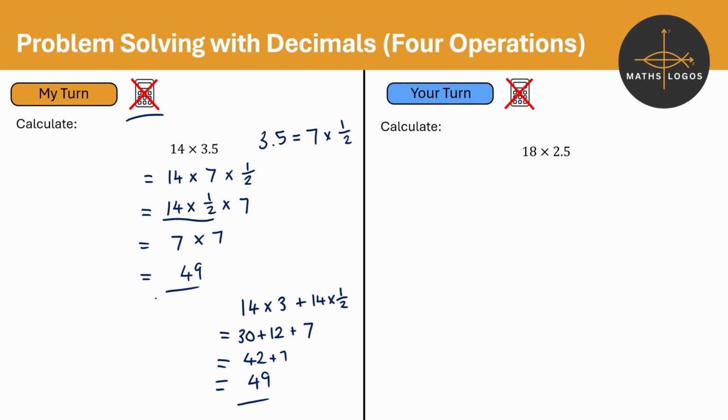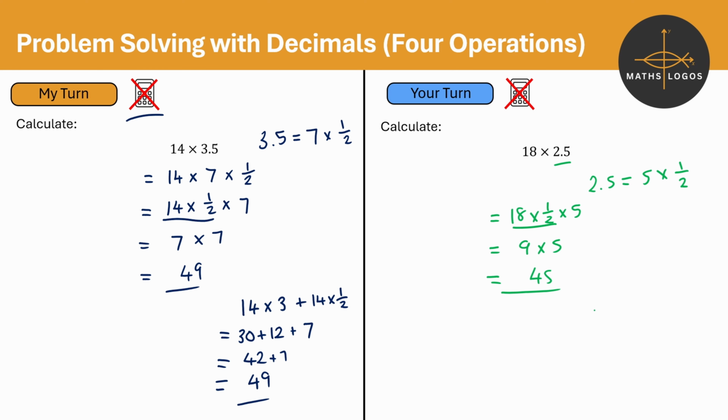Give this one a go and then we'll have a look at your answer. So we've got 18 multiplied by 2.5. I'm going to rewrite 2.5 as 5 multiplied by a half, like that. And then I'll rewrite this calculation as 18 multiplied by a half multiplied by 5, because this is equivalent to what we had before. 18 multiplied by half is nice and easy. That gives me 9, and then multiply that by 5. 9 multiplied by 5 is 45.